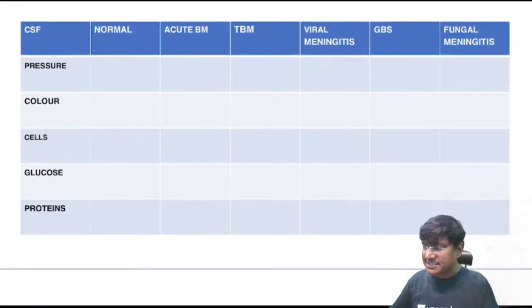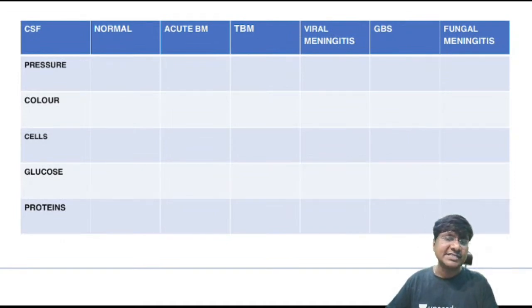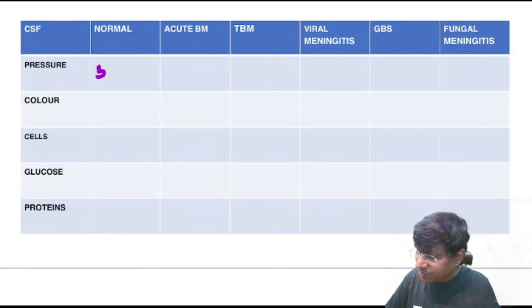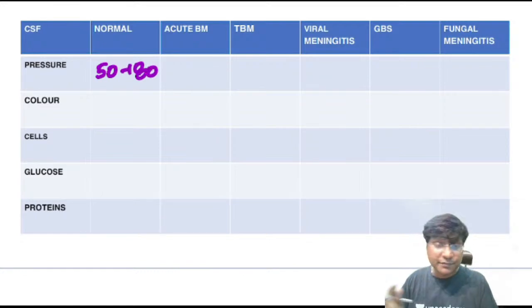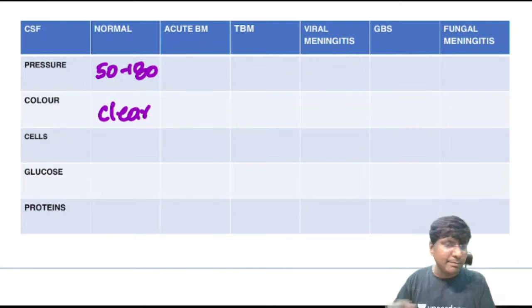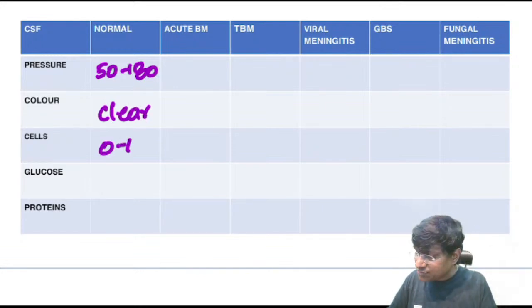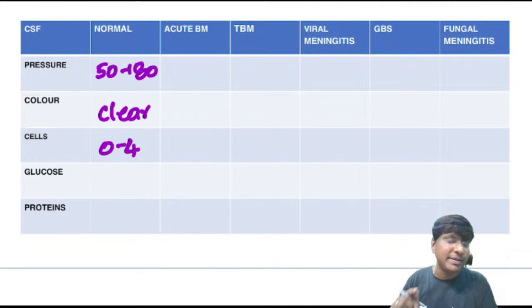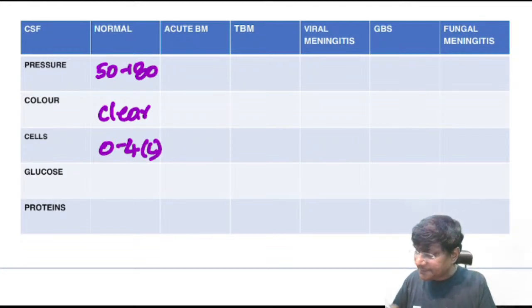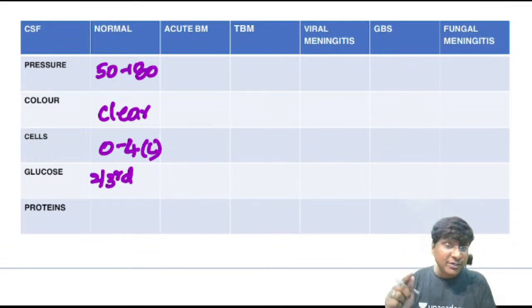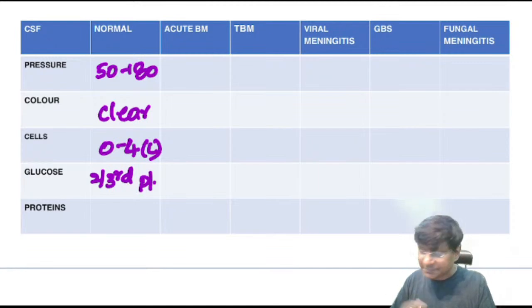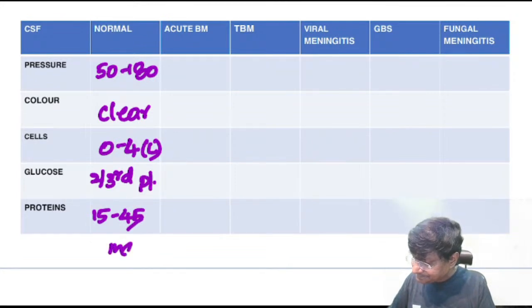If you want to know the abnormal CSF analysis, you should first know the normal CSF analysis. The normal CSF pressure is around 50 to 80 millimeters of water, and the color of the CSF will be completely clear like water. The number of cells will be 0 to 4 cells per cubic millimeter, and that too mainly lymphocytes. And how much will be the normal CSF sugar? That will be 2/3 of the plasma sugar. And how much will be the CSF protein? That will be 15 to 45 milligrams percent.